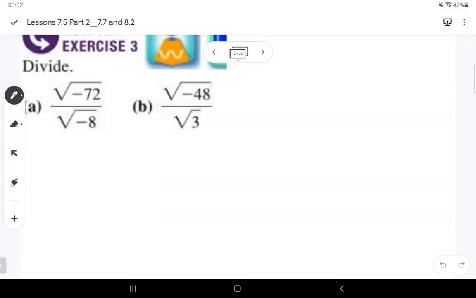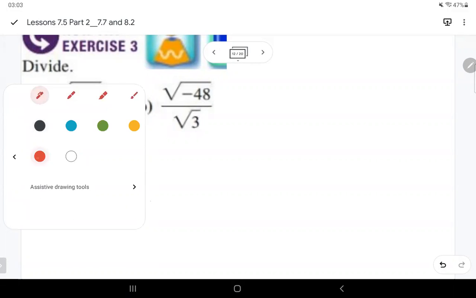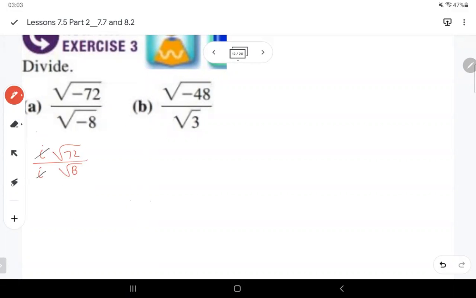All right, so what we can do is we can pull our i's out. They are going to cancel. And then 72 divided by 8 is 9. So we end up with the square root of 9, which is just ±3.